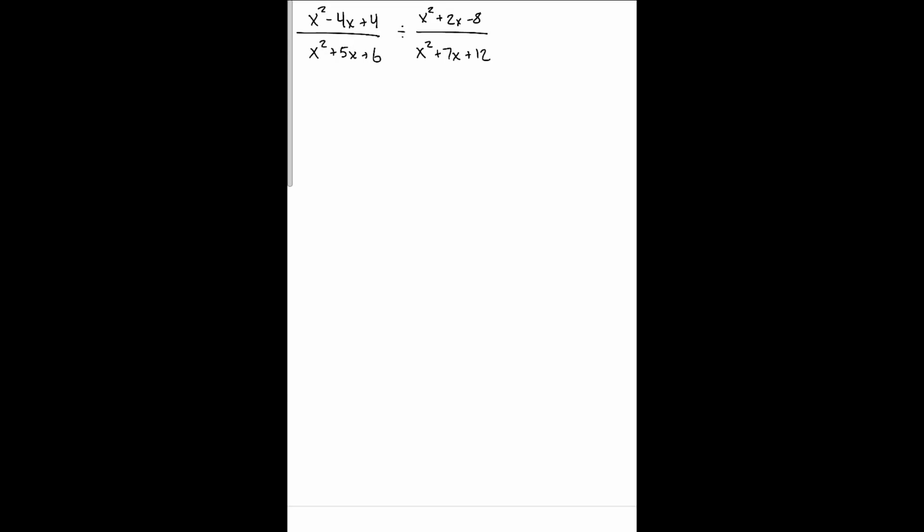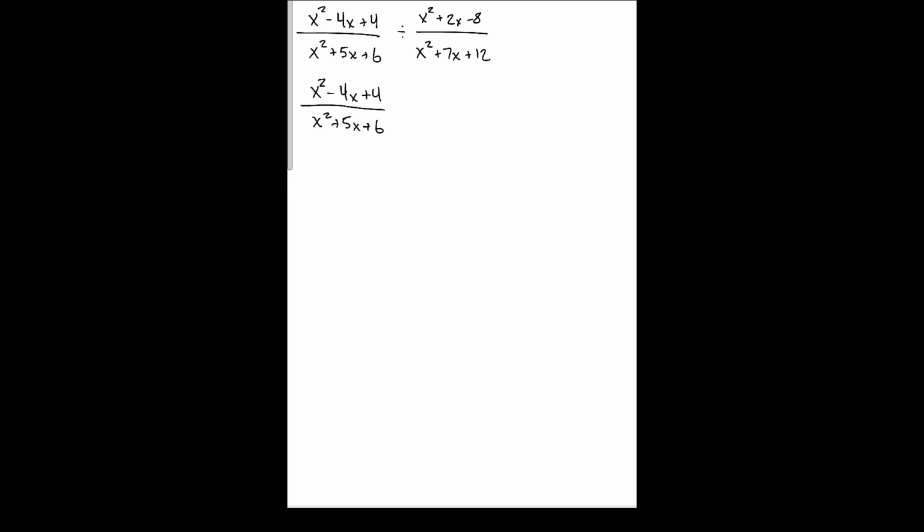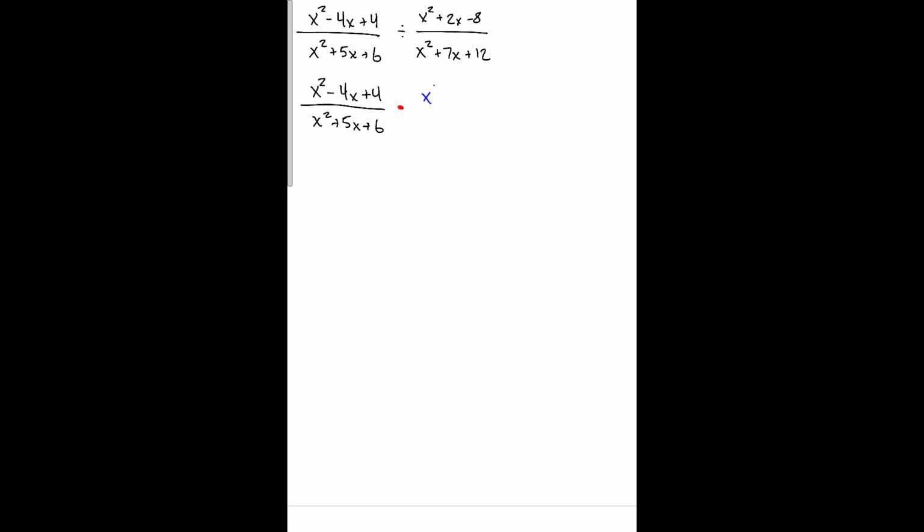So first things first, since we have a division between two fractions, we need to perform the keep, change, flip method. In other words, we're going to keep the first part the same, so that's going to be x squared minus 4x plus 4 over x squared plus 5x plus 6. Change the division sign to multiplication, and then we flip the second fraction. So now we would have x squared plus 7x plus 12 on the top over x squared plus 2x minus 8 on the bottom. All right, remember the keep, change, flip.